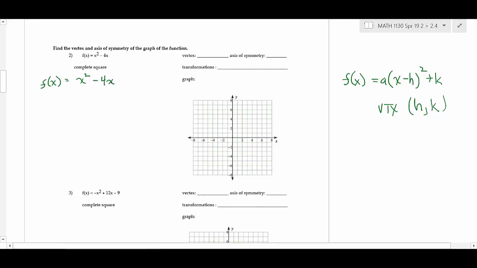So we're going to complete the square. The thing is, you always got to make sure there's nothing in front of x squared. Okay, so we're good there. If there was a 2, you would have to factor a 2 out on this.